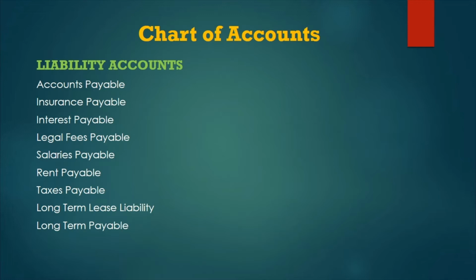You can see accounts payable: we have to pay the suppliers, we have to pay the vendors, we have to pay third parties. That's accounts payable. Insurance payable, interest payable, legal fees payable, salary payable, rent payable, tax payable, long term lease liability, short term payable, like whatever payable. Interest we have to pay every month to the bank.